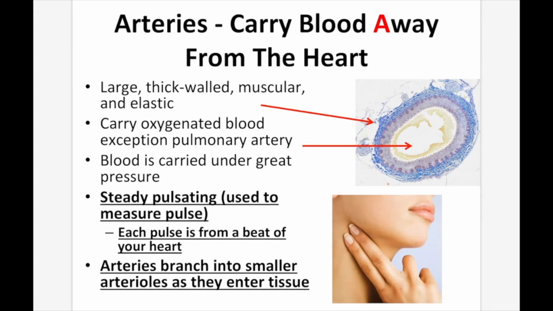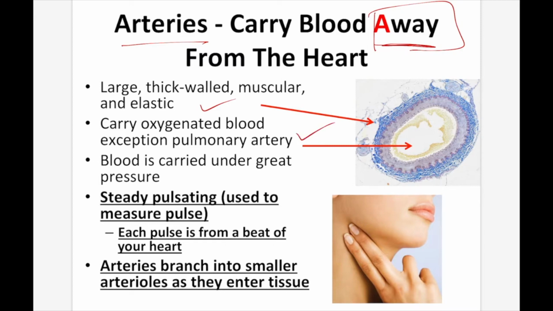Now let's zoom in on each one. So arteries carry blood away from the heart. That's how you know they're arteries. It's not necessarily because they have oxygenated blood, because they don't always have that. That's when they carry blood away from the heart. Now they're thick-walled, muscular, and elastic, like we've already talked about. They carry oxygenated blood except the pulmonary artery. That's the artery that goes from the heart to the lungs.